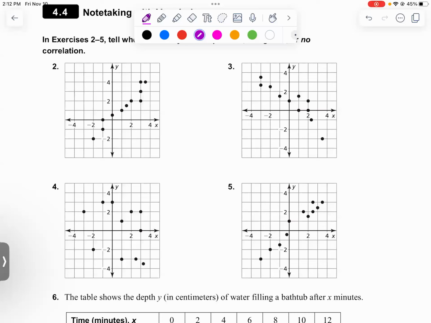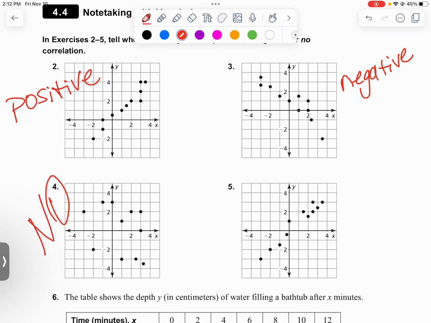All right, Drew, what kind of correlation do we have in number 2? Do you agree with Drew? Yeah. Awesome. Jacob, number 3. I don't know why I went to 3 next, but that's what I did. Oh, because we started with 2. This has negative correlation. Harry, number 4. No correlation. He's not telling me no. He's saying that there's no correlation.